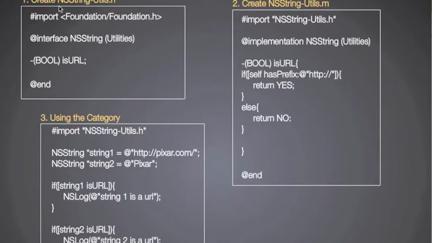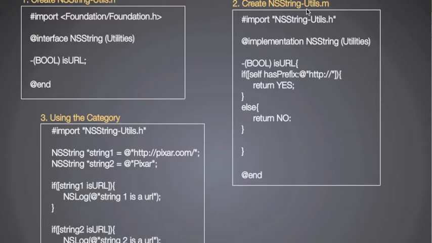So step one, we would create essentially a new header file that specifies the string that we're overriding, and then in round brackets contains the name of the category that we're creating, in our case utilities. We would then list the function signatures of all the new methods that we're going to have in this category. In our case, we have one.